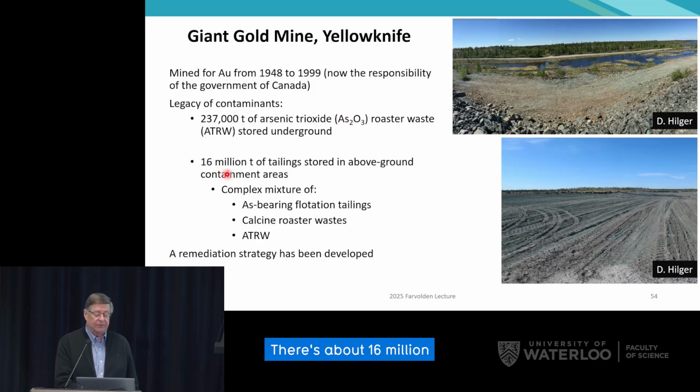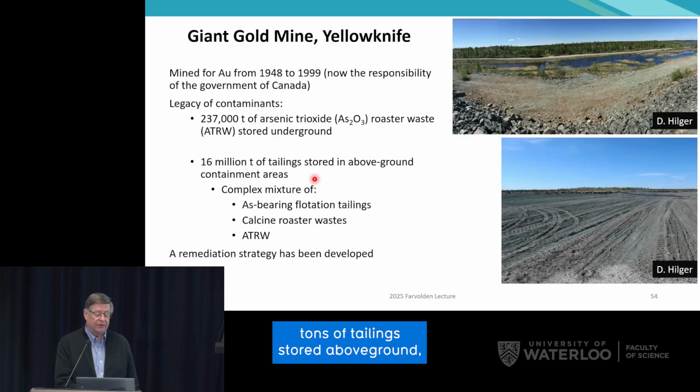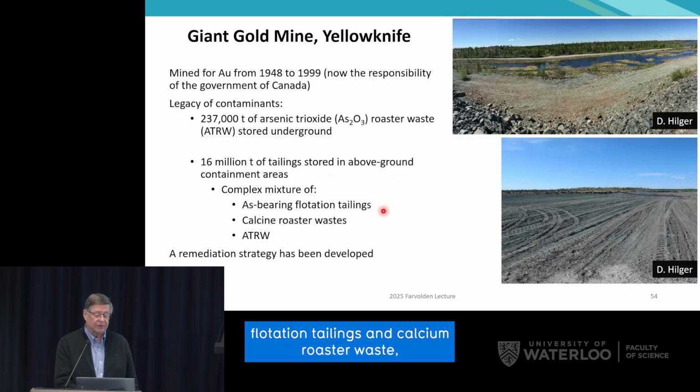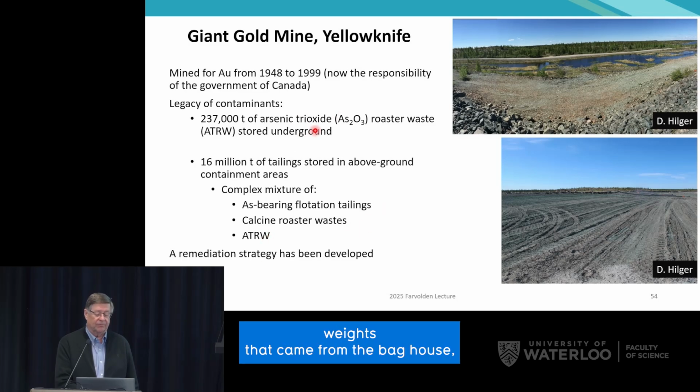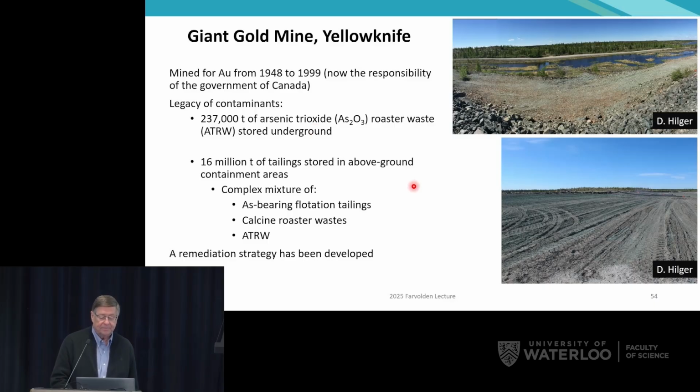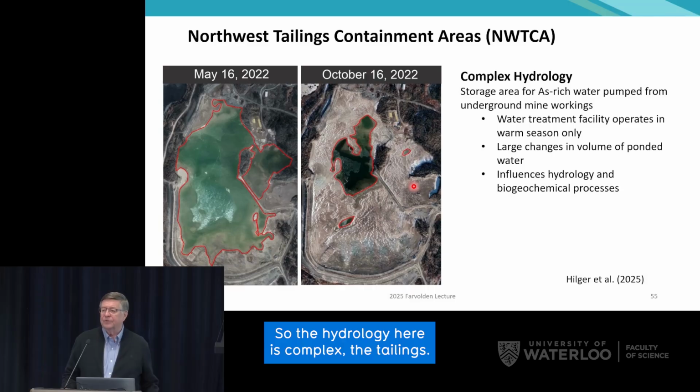There's about 16 million tons of tailings stored above ground, which are a complex mixture of arsenic-containing flotation tailings and calcium roaster waste, and a small component of this arsenic roaster waste that came from the baghouse. So the hydrology here is complex.